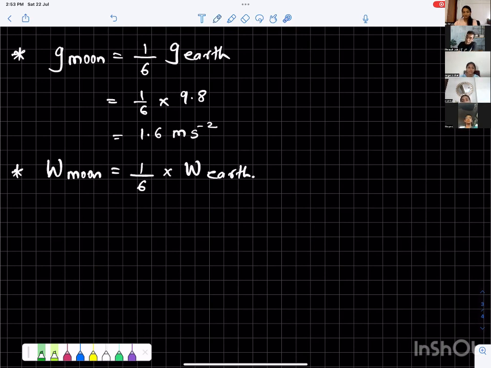Anybody remembers the formula for weight? The formula for weight is the same as the gravitational force, mg.